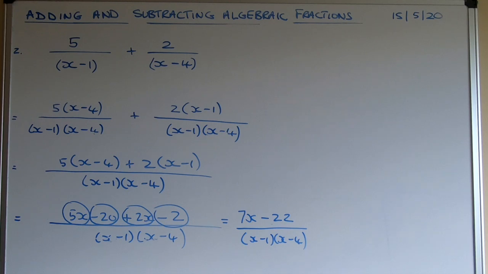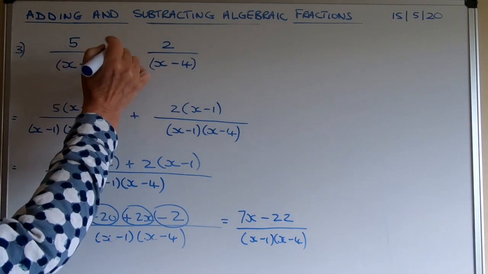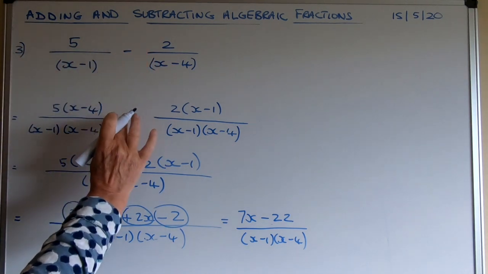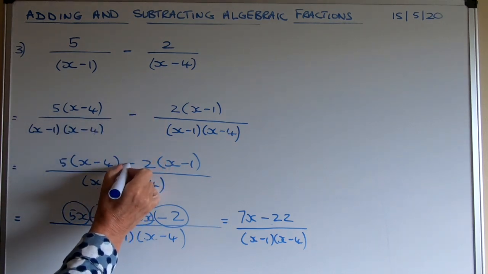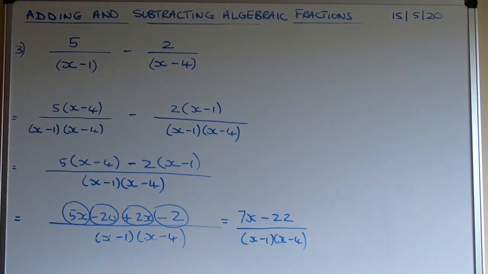Okay, now I'm going to do a third one, but all that I'm going to do here is change it to a subtraction. So I'm going to change this to number 3, and I'm going to change this to a minus. Let's see what effect that has all the way down. So 5 over x minus 1 minus 2 over x minus 4. I need the same denominator. I've multiplied x minus 1 times x minus 4.